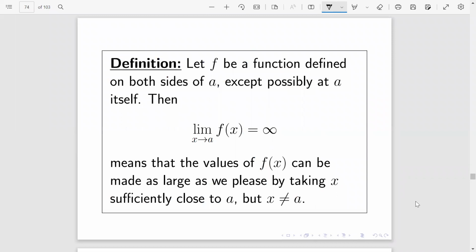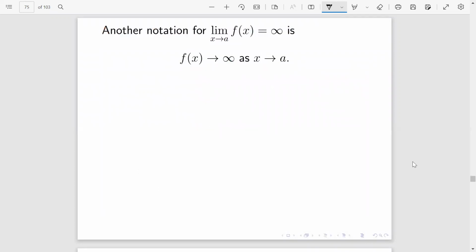So if you put that into a definition, we say let f of x be a function defined on both sides of a, meaning coming from the left and coming from the right. We don't really care what happens at a. Then the limit of f of x as x approaches a is infinity. This means that the values of f of x, meaning the values of y, become larger and larger when you take the values of x to be closer and closer to a, but not equal to a. So this is when we say that the limit is infinity. I hope that makes sense.